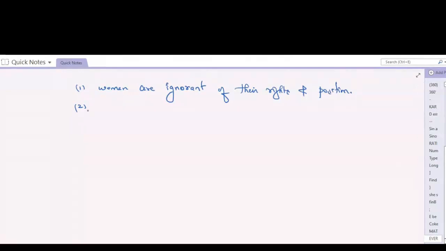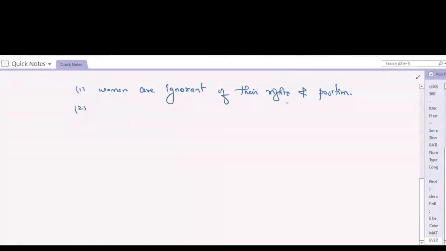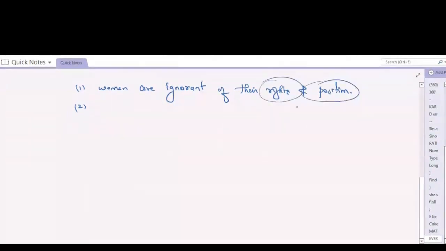They are not aware of what rights our constitution has given them. What is their position? They don't know. Why is this leading to that? Because they are not educated. If women were educated, definitely they would not be ignorant. They would know their rights. Now what is happening? Women are ignorant of their rights and position, so discrimination still exists in our society.